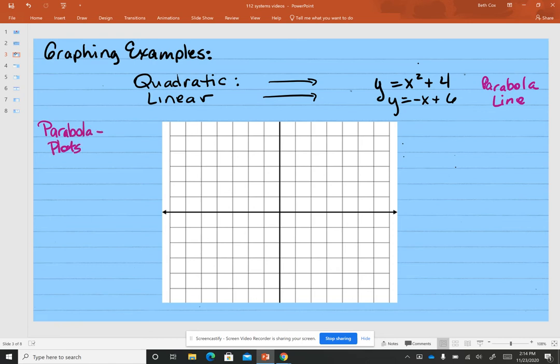I'm just going to plot points to get this graph. I know what it's going to look like. I studied it. I know it's probably going to open up. And so just let's get a couple of points in here to get this good.